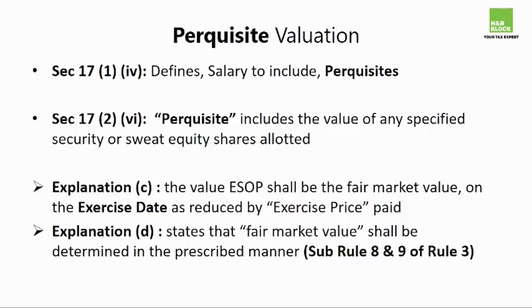So how to determine the value? We have already discussed that the value of ESOP shall be the fair market value on the exercise date as reduced by the exercise price. So the difference between the fair market value and the exercise price is considered as the perquisite value. Fair market value, what does fair market value mean to you? We will see in.